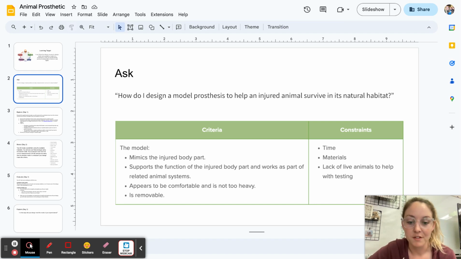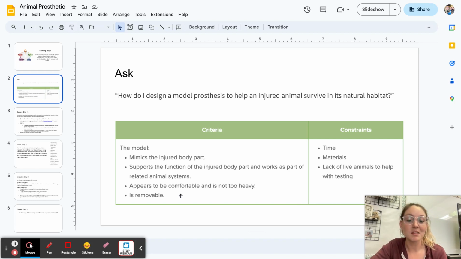It needs to support the function of the injured body part and work as part of related animal systems. So you need to be thinking about how those parts might work together. Like the turtle's front legs need to work with the back legs as well. If you think about a bird's wing, you need to know what the structure of that wing looks like. What do the bones look like inside that wing? Where do the feathers start? Where does the bone end? These are questions that you're going to need to figure out today with your group.